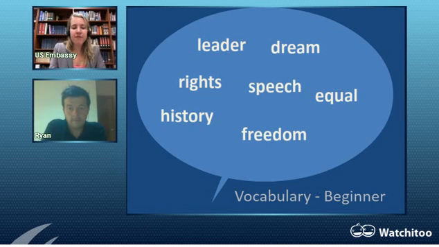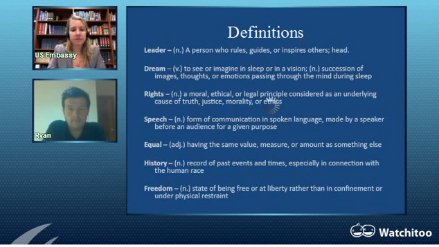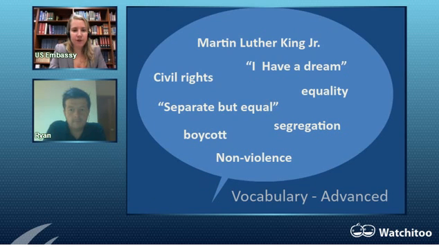So some of my favorite words from this topic are leader, the word dream. I love the word dream because you can use it for so many different things. We've got equal, we've got rights, history, and freedom. These are all great words. And later on, we'll show you where to get this PowerPoint because I've put the definitions in there. So you have definitions real quick. We won't go over those right now because a lot of you probably know the words and can go over them with your class or however you like.